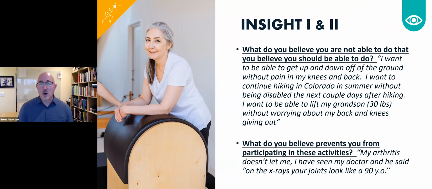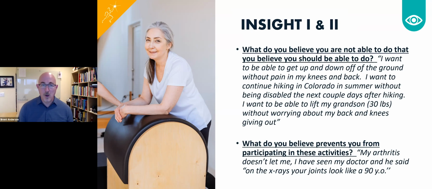So she said, I want to be able to get up and down off the ground without pain in my knees and back. I want to continue hiking in Colorado in summer without being disabled the next couple days after hiking. And I want to be able to lift my grandson, Tom, who is approximately 30 pounds, without worrying about my back and knees giving out. So these are really key indicators of what Jane believes that she should be able to do.